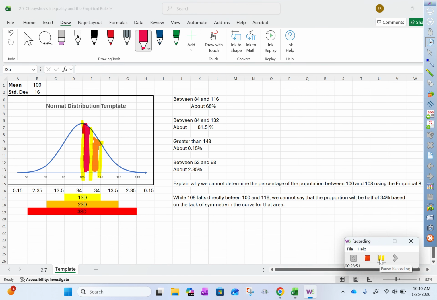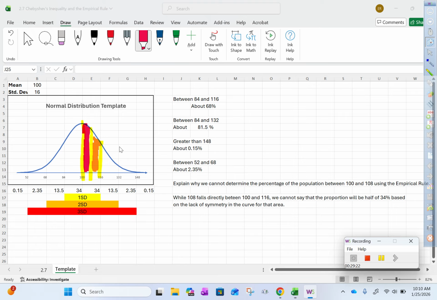All right, check your answers for these ones. I do want to talk about this last one. We can't determine the percentage because while we know it's right in the middle, 108 here, those areas don't match up under the curve, so there's a higher proportion closer to that 100 than there is from the 108 to 116. So we could say that it's more than 17%, but we don't know more precisely than that because those areas aren't symmetric like all these other ones were when we look left to right. So be careful with that.